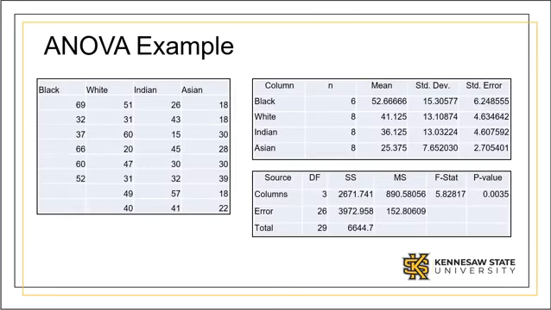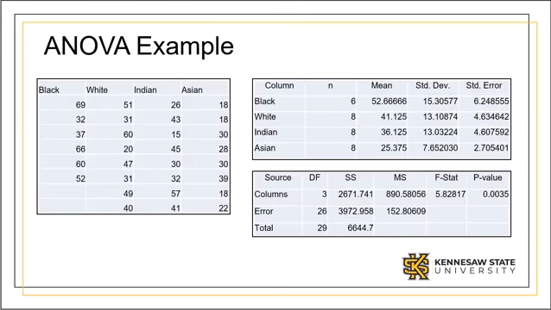Let's consider this example. We seek to compare the endurance scores of 4 ethnic groups. Assume alpha is 0.05. We shall assume that all assumptions have been met to run the ANOVA test. The data is presented in the left table. The top right table gives the descriptive statistics for each ethnic group. Looking at the lower right table, we see the ANOVA analysis.